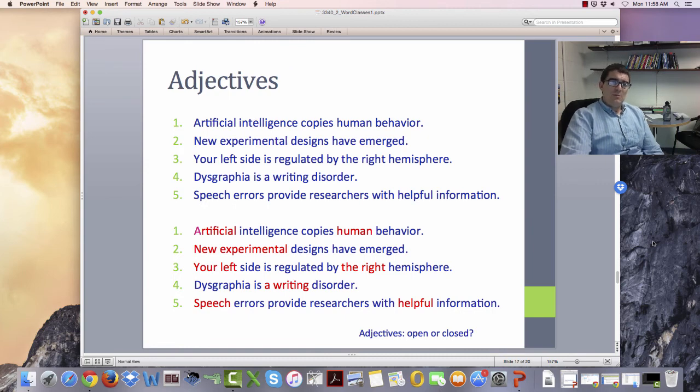So in the book, that next activity on adjectives, again, I've given you some of the answers here, but you can also check in the back of your book. Let's just discuss one of these. If we look at number 1, artificial intelligence copies human behavior. An essential job of adjectives is to answer what kind. So what kind of intelligence? Artificial intelligence. What kind of behavior? Human behavior. Therefore, both of those are adjectives. Both of those are describing nouns.